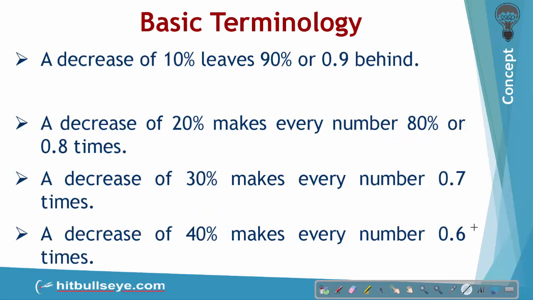Now let's move on. Similarly, if you decrease something by 10%, you will be left with 90% or 0.9 behind. Right? A decrease of 20% on the same line will leave 80% behind, or you can call it 0.8. A decrease of 30% leaves 0.7 behind, and in the same way a decrease of 40% will make that number 0.6. Right? This is something we will use in different questions, and these questions come in a lot of exams. So let's go to the questions.